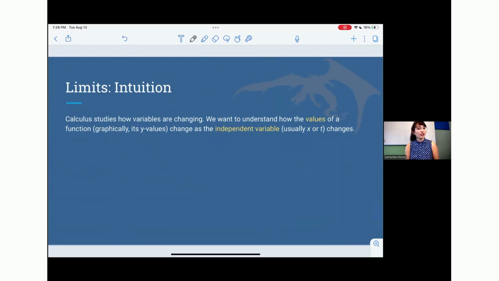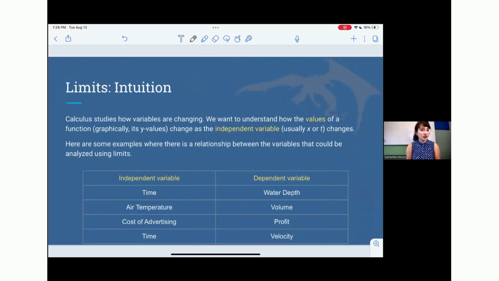Okay, so calculus is going to study how variables are changing over time. What we're doing today is seeing how the values of the function change as the independent variable changes. So as x is changing, what is y doing? Intuitively, we've got a bunch of examples between independent and dependent variables that we may have seen in other classes: time versus water depth, air temperature versus volume, cost of advertising versus profit, time versus velocity. All of these are things where we may care about the limit of the value of our function.